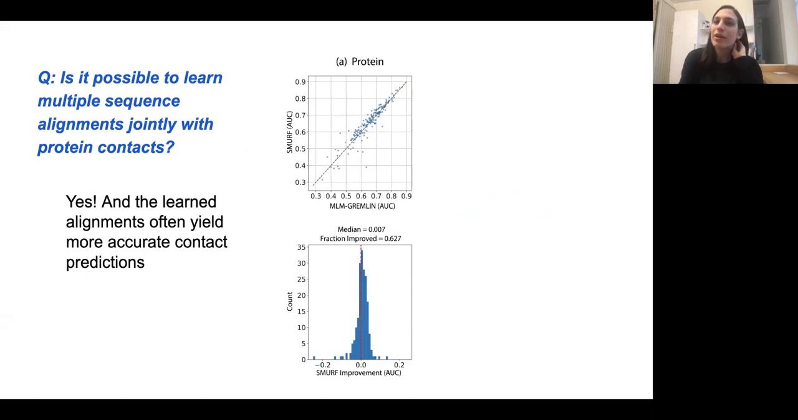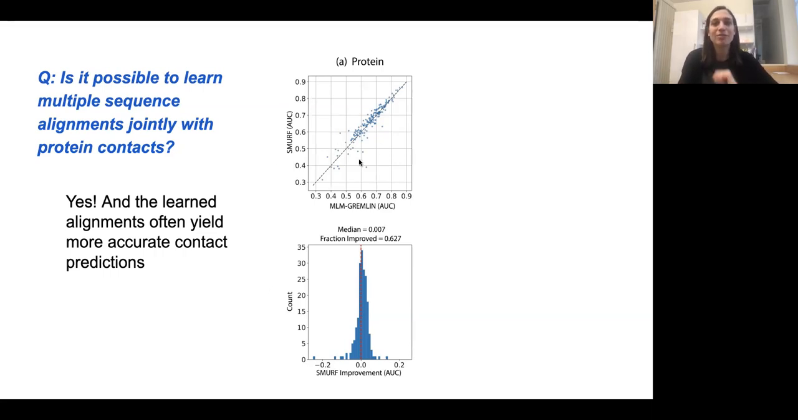So our first question was, can we just get reasonable alignments that give reasonable predictions of context? And we were really happy to see that not only was this the case, but on average, we saw improvement in the contact predictions. The improvement is mild, but we were still happy to see it because we were really just looking at whether this is possible.